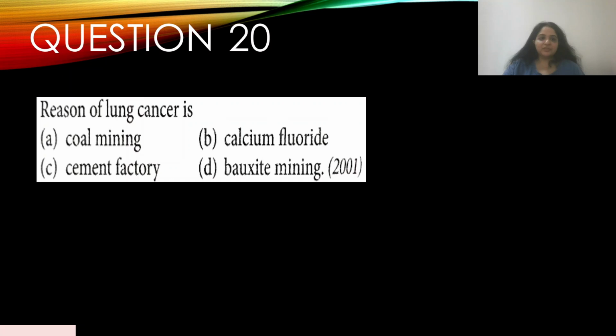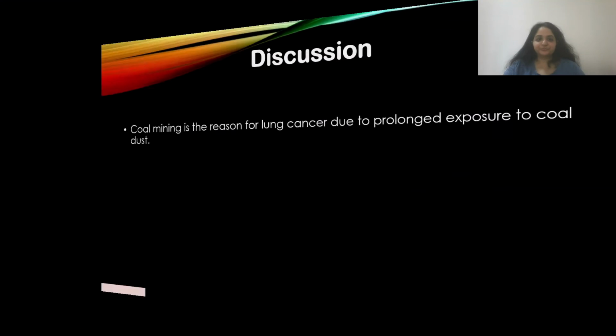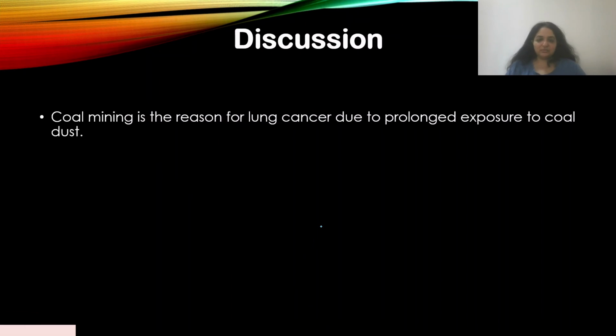Okay, let's move on. Question number 20: Reason of lung cancer is, and this appeared in 2001, A. Coal mining, B. Calcium fluoride, C. Cement factory, D. Bauxite mining. Answer is A, coal mining. Obviously the miners that work in the coal mining industry are continuously exposed to coal dust, which is a carcinogen. Once you keep inhaling that dust over and over again, it leads to mutation in the cells, which eventually leads to lung cancer.